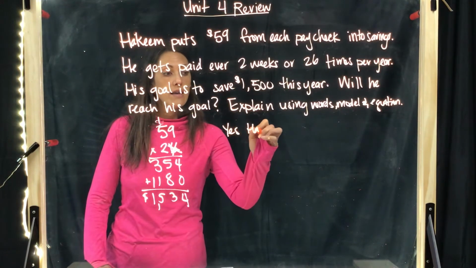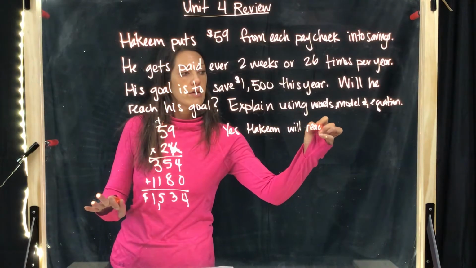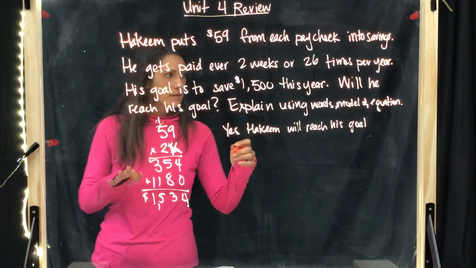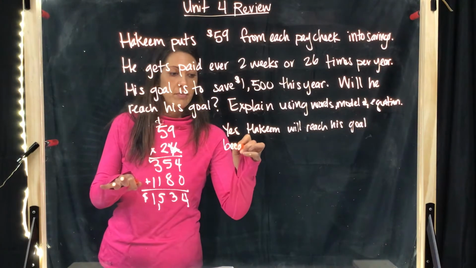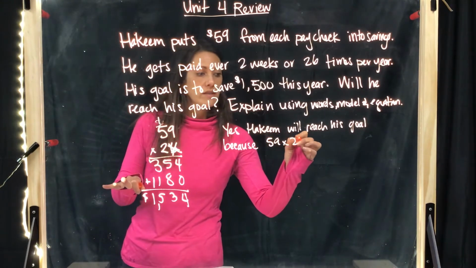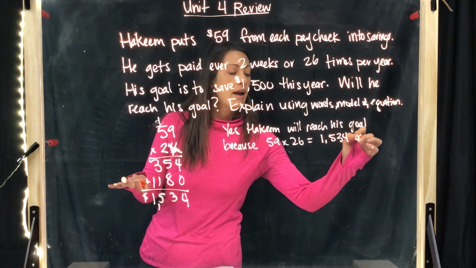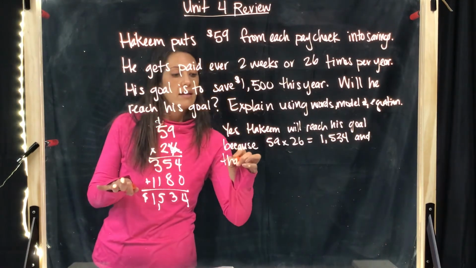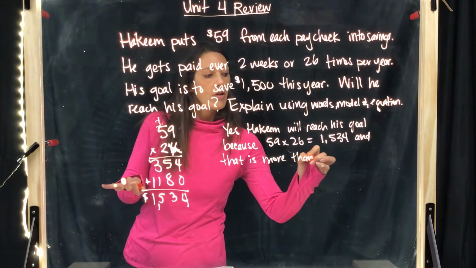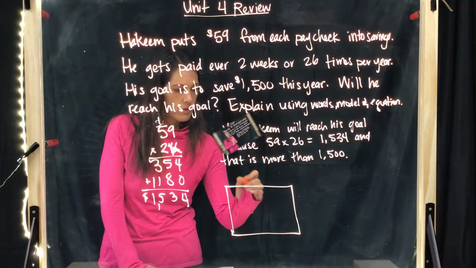Yes, Hakeem will reach his goal because I have to explain. Explaining means you need the word because. Because 59 times 26 equals 1,534, and that is more than 1,500. Now I have to use a model.